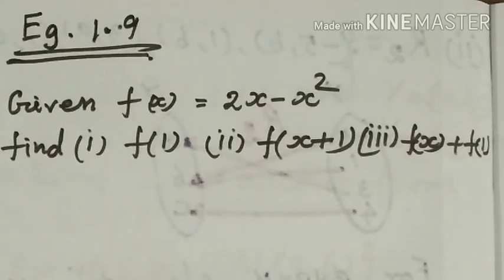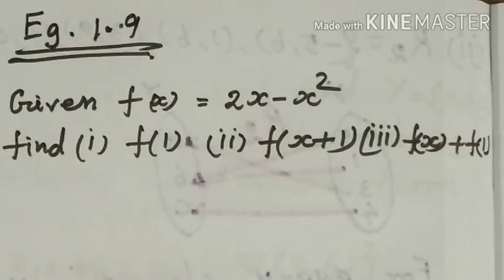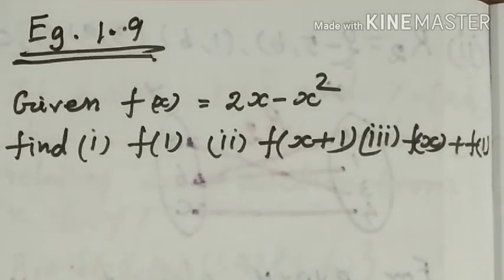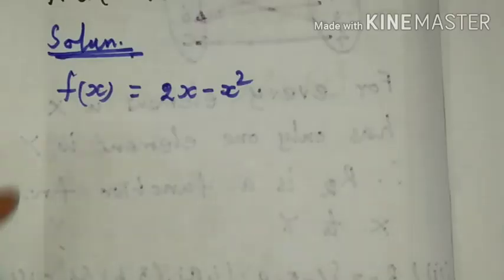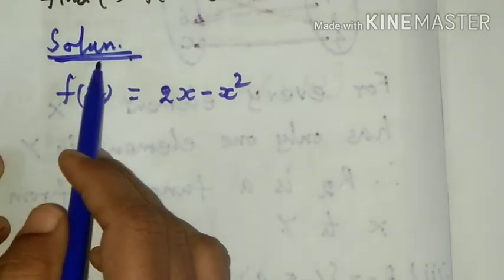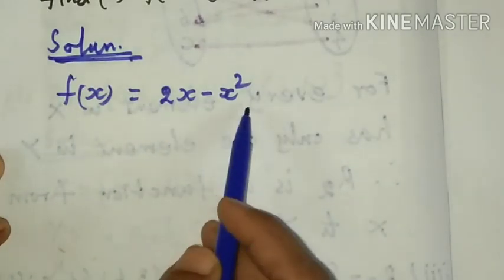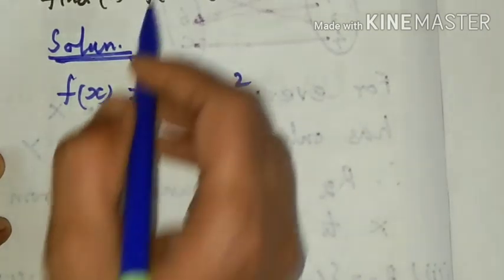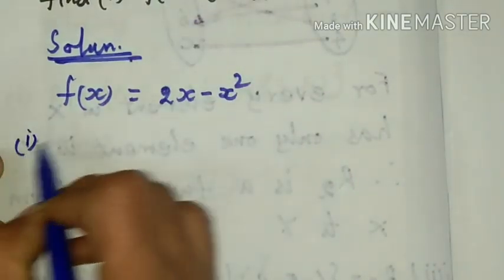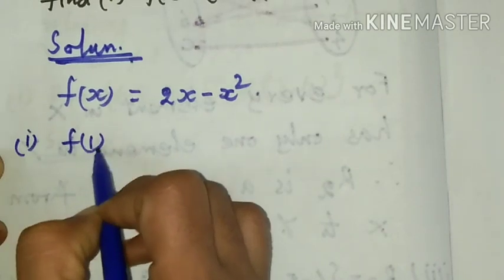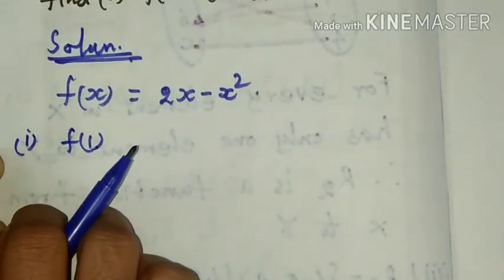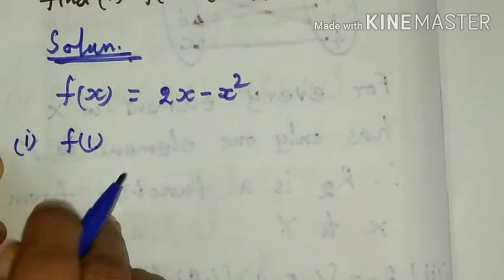In this question, function condition f of x is given, then we have to find the value of f of 1, f of x plus 1, f of x plus f of 1. In solution, first you take down and write the given f of x equal to 2x minus x squared. So now first subdivision f of 1. In this, replacing x with 1.